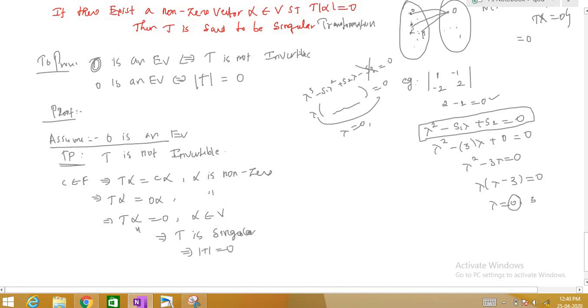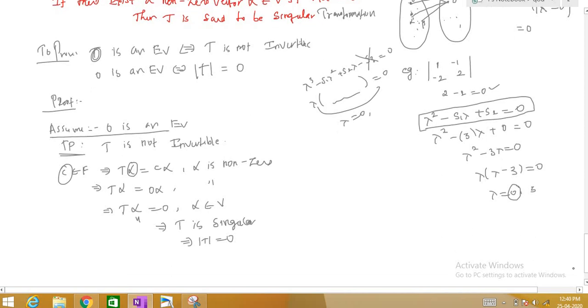So the transformation is singular means our determinant will be equal to 0. Right? See, this is one of the easiest proofs. I think it will be clear. You just quote the definition of eigenvalue. By the definition, C is called an eigenvalue if there exists a non-zero vector alpha such that T alpha is equal to C alpha. Here alpha is non-zero and our eigenvalue is 0. So T alpha is equal to 0 alpha. Alpha is non-zero, so a non-zero vector is mapped to 0. If only the zero vector is mapped to 0, then the transformation will be non-singular. But here a non-zero vector is mapped to 0. So therefore it is singular.